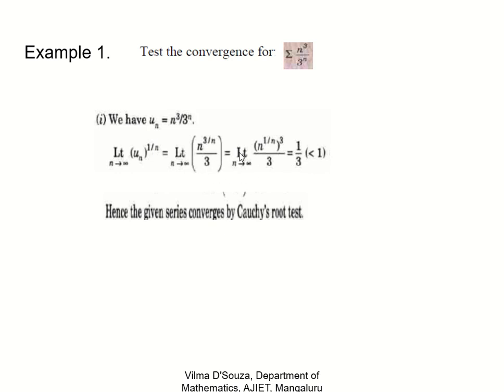So this can be written as limit n tending to infinity n to the power 1 by n whole to the power 3. The numerator n to the power 3 by n, you rewrite as n to the power 1 by n whole to the power 3, divided by 3. What is the limit of this term? Just now I told you, that is 1. So it is 1 to the power 3, that is 1 by 3. Okay. Now what is Cauchy's root test? If limit n tending to infinity un power 1 by n is equal to L, and if L is less than 1, the series converges. So this 1 by 3 is less than 1. So the series converges by using Cauchy's root test.